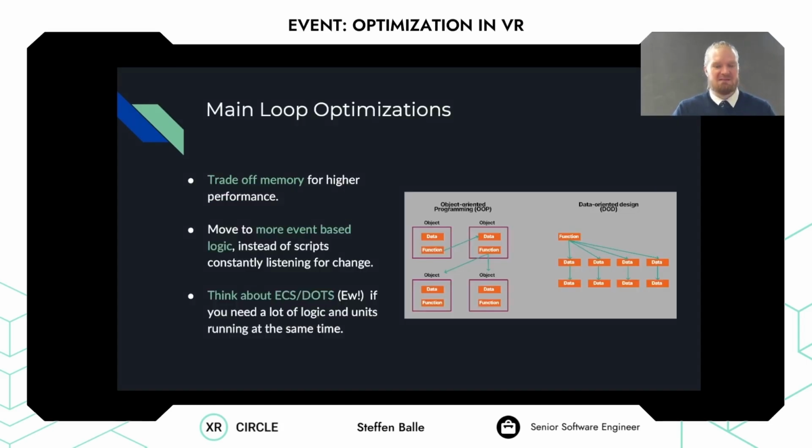Let's look at some main loop optimizations that are really important to think about when it comes to mobile devices. They have a very limited amount of CPU and memory, but usually it's a good idea to trade off some memory to not do very heavy calculations every update loop, for example. It would also mean moving over to more event-based logic, so you don't have to calculate everything or listen for everything all the time. If you have 1,000 scripts that listen for change every single time, that would be a bad way of doing it. A good way is to make some singular scripts that manage the changes and then send events out when anything changes.